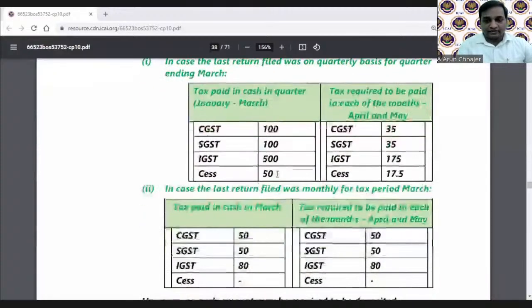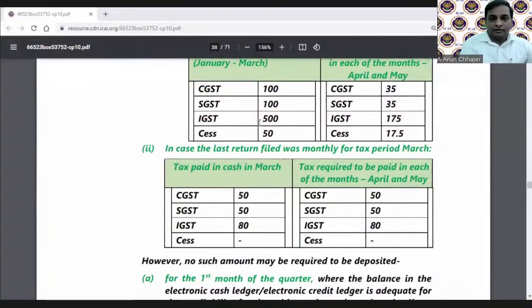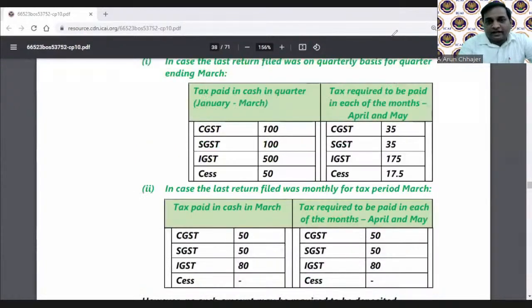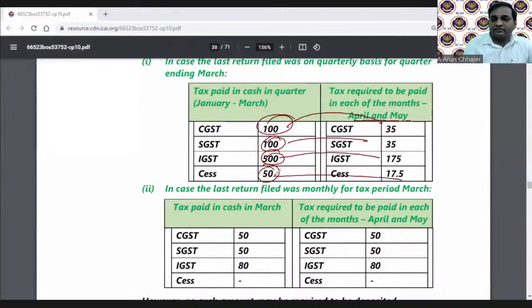So you can see in this example. Also, let me explain one more example. In this particular January, February, March, the frequency was quarterly: 100 rupees, 100 rupees, 550. And in this period, they are asking how much amount will be paid in month 1 and month 2. So I can say 35, 35 and 17.5.